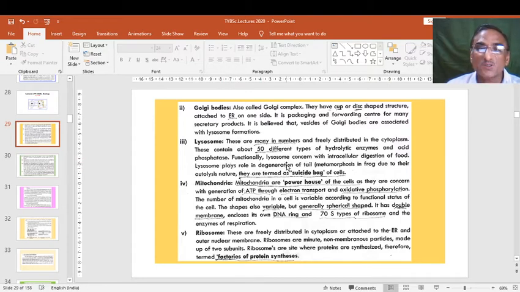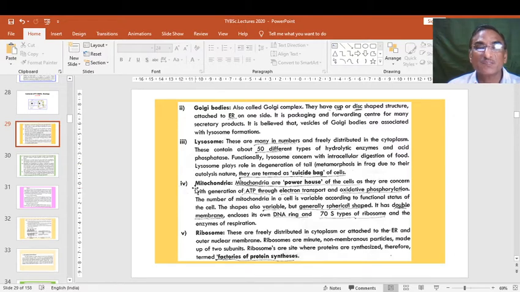Functionally, lysosomes are concerned with intracellular digestion of food. Lysosomes play a key role in degeneration of the tail during metamorphosis in frog. Due to their autolysis nature, autolysis meaning cell breakdown, they are termed suicide bags of the cells, or they throw their secretion directly on the food material or on the material wherever it requires degradation or digestion, total digestion.